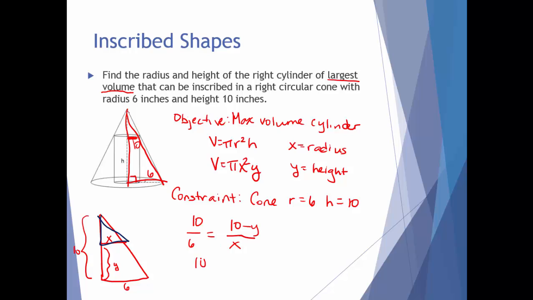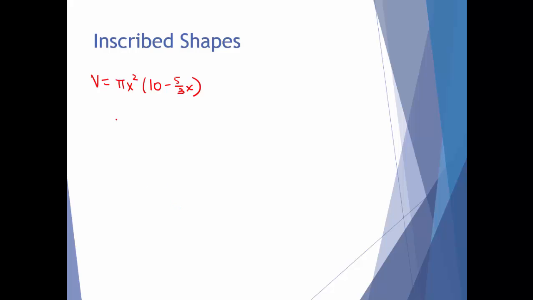So we'll get 10x equals 60 minus 6y, which says that y is equal to 10 minus 5/3 x. That's my y. So I'm going to use that and substitute into the objective equation. Here it is. And now notice it is a function of only one variable. This is now v as a function of x, which means I'm going to be able to do things like talk about its domain and take its derivative. Let me go ahead and distribute this. That'll make my derivative a little bit easier to take.